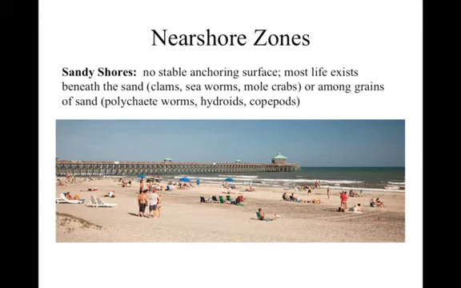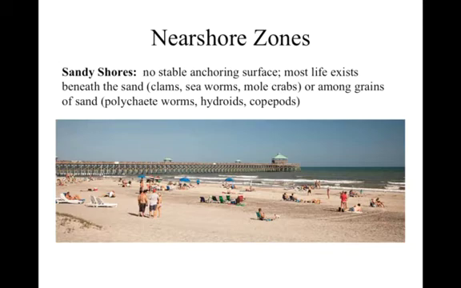In South Carolina, as opposed to those rocky shorelines, we actually have sandy shores for the most part. And as a result, there's no stable anchoring surface. So you don't have things like the starfish you see out on the Pacific coast or the sea anemones that you see out on the Pacific coast. You don't have that because there's nothing for them to attach to.